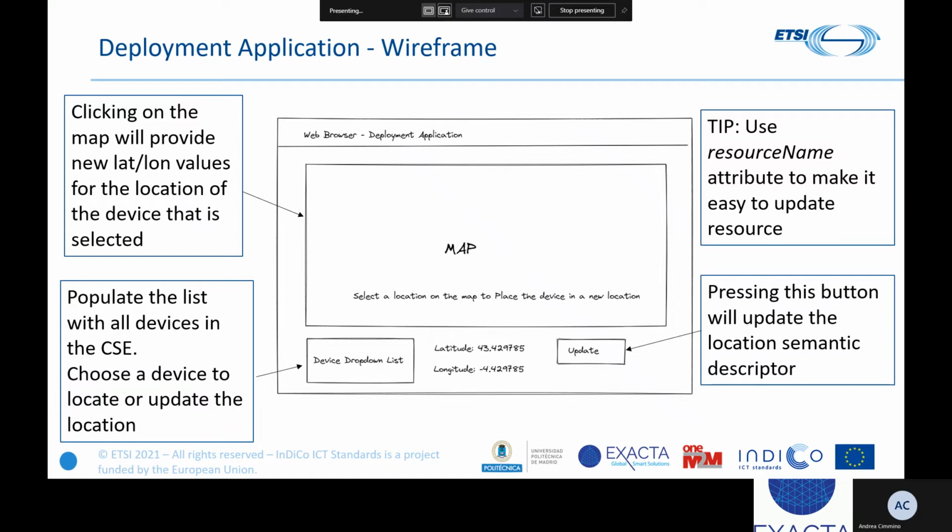And when we select that device, we can go ahead and click on the map to specify the exact value where the device is located. And then once those two things are done, we hit the update. And when we press the update button, this will send a semantic descriptor, create semantic descriptor primitive to the CSE in order to add this semantic information to the device in the CSE.